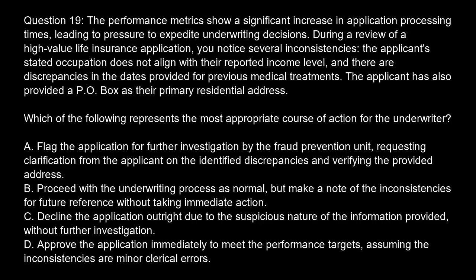Option A. Flag the application for further investigation by the Fraud Prevention Unit, requesting clarification from the applicant on the identified discrepancies and verifying the provided address. Option B. Proceed with the underwriting process as normal, but make a note of the inconsistencies for future reference without taking immediate action. Option C. Decline the application outright due to the suspicious nature of the information provided, without further investigation. Option D. Approve the application immediately to meet the performance targets, assuming the inconsistencies are minor clerical errors.